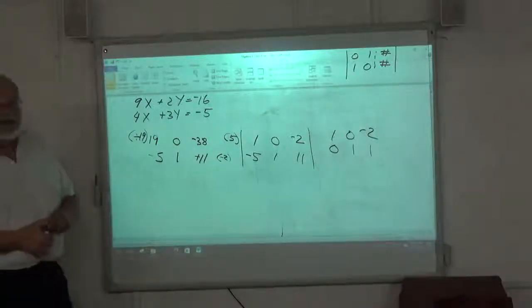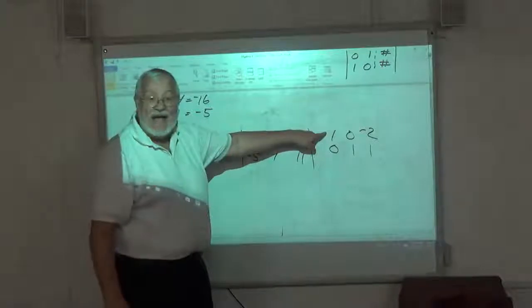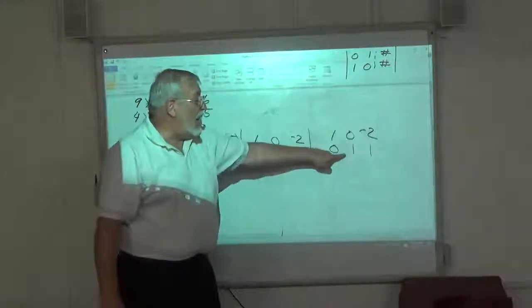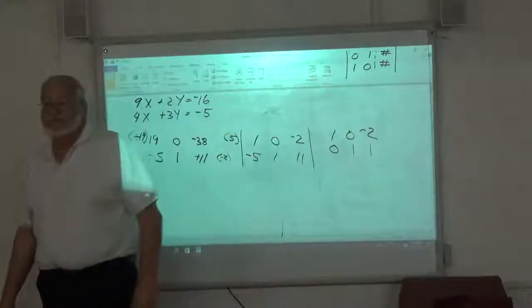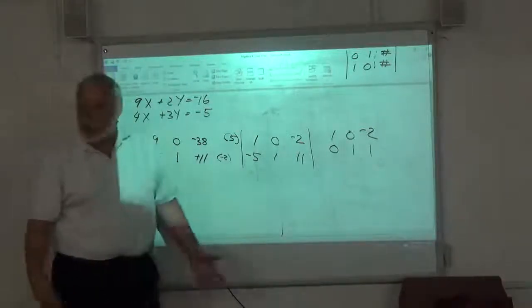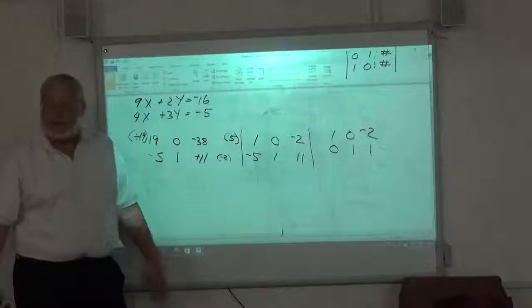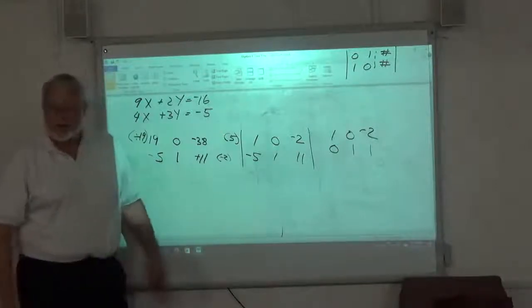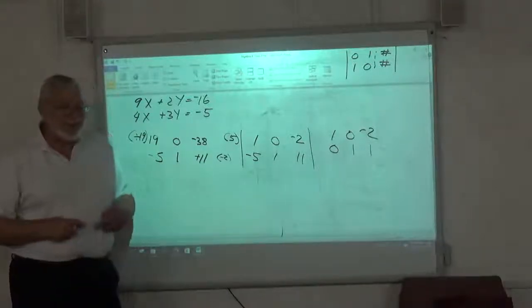Okay? And so what does the identity matrix tell me? That x equals and y equals 1. Okay? Now, making more sense? Yes. All right, does it work? Yes. But this is school work. Okay? So get used to it.